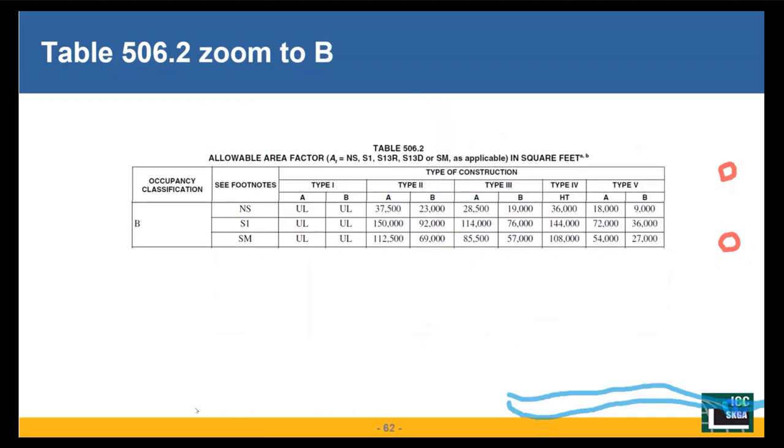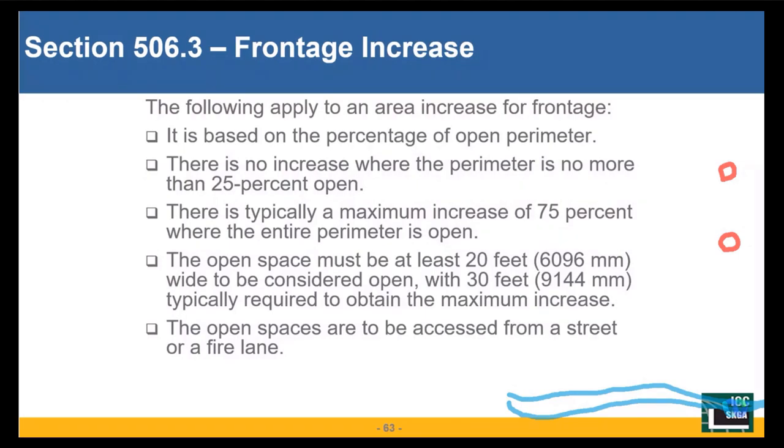So here we go. This is the occupancy. I just talked about this. And you can see the allowable area for the B occupancy. So now let's talk about the frontage increase.